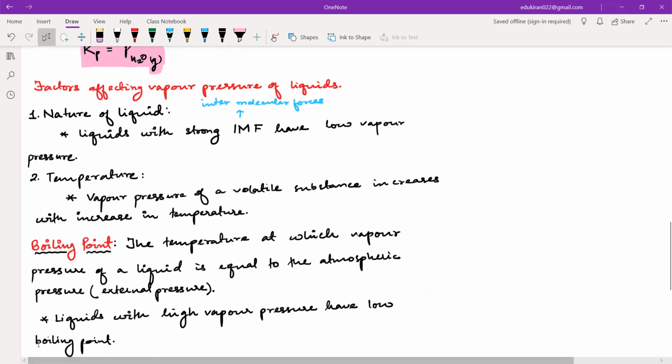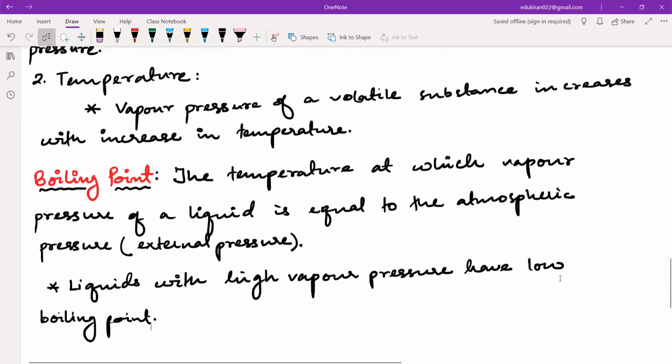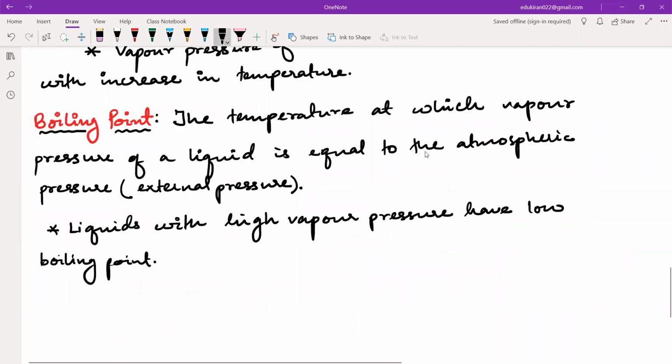Okay. Boiling point, you all write. All of you write about boiling point. The temperature at which vapor pressure of a liquid is equal to the atmospheric pressure. And also the liquids with high vapor pressure will have low boiling point. So you can also write a proportionality sign here. That boiling point is inversely proportional to vapor pressure.